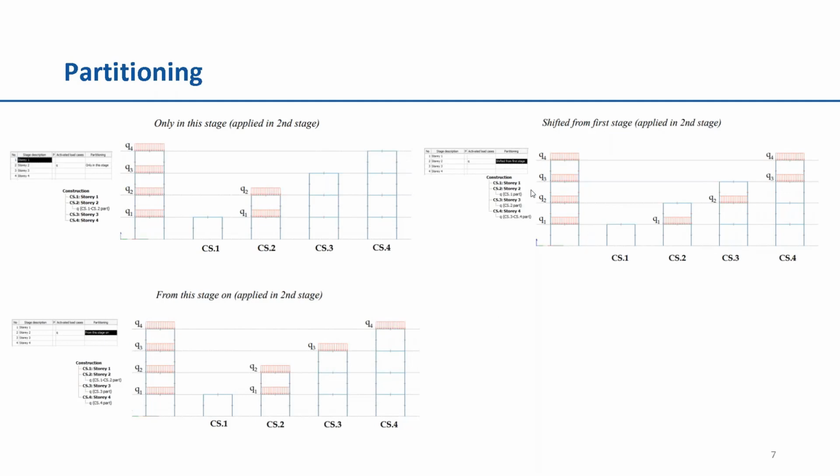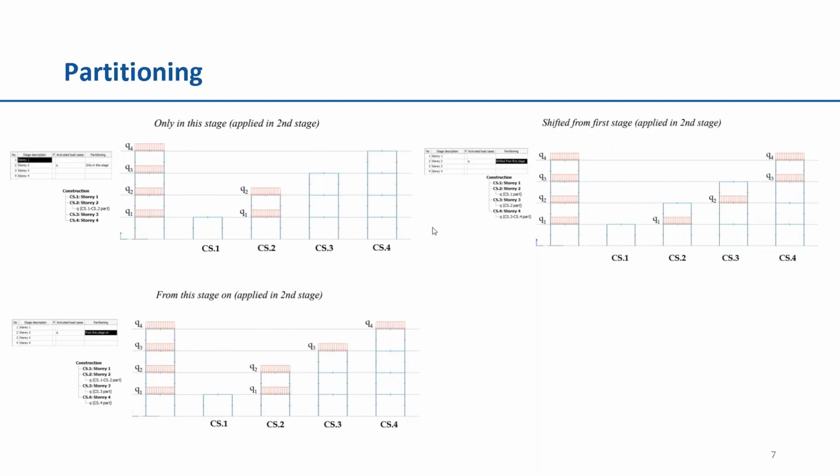So for example, in this case, I will apply the load Q1 shifted from first stage in story number 2. Here, when I go into construction stage number 2, the load from level 1 will be applied. So it's shifted 1 backwards. And when I go to number 3, number 2 is applied. And the rest of the loads will be applied in the last construction stage. So here I've applied both number 3 and number 4. So this is called shifted from first stage.